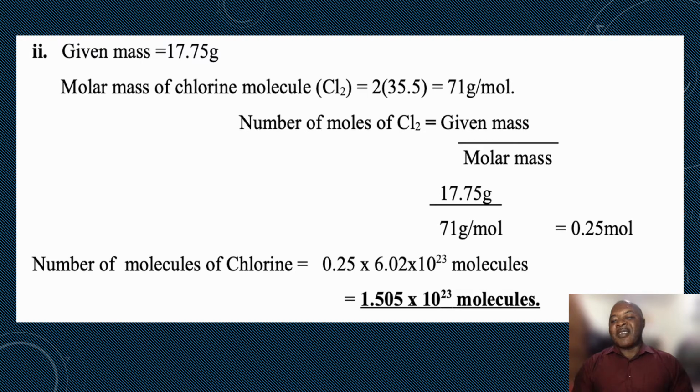Then the number of molecules in this number of moles is how many? Since one mole of every substance will contain 6.02 times 10 to the 23rd molecules, then 0.25 will contain 0.25 times 6.02 times 10 to the 23rd, and we will have 1.505 times 10 to the 23rd molecules. That is how you get such an answer. It drives us to the next question.